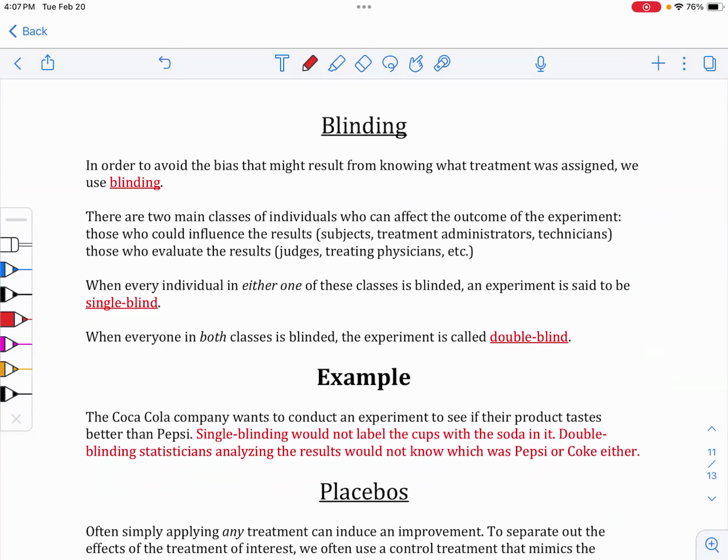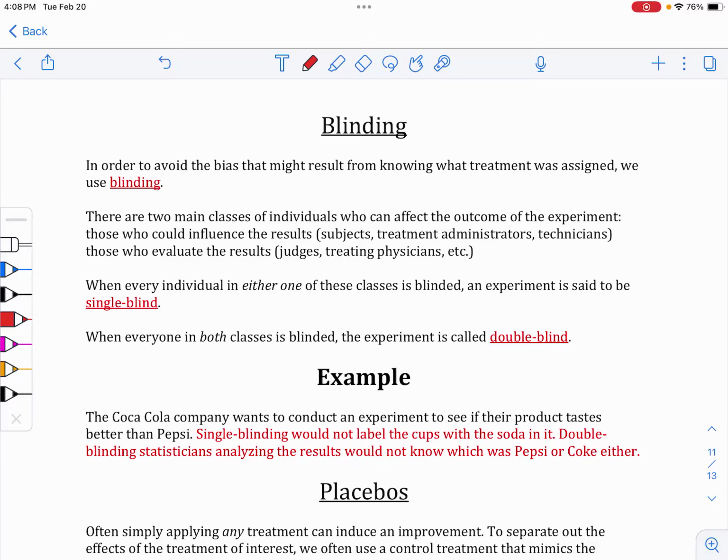This is most common with something like Coke and Pepsi, right? Everyone has a preference: oh, I like Coke, oh, I like Pepsi. But if you like Coke and I say, here's a Coke and here's a Pepsi, which one tastes better? You're going to say, oh, the Coke tastes better. So blinding is when we hide the treatment groups from you and give you a blind taste test. That's single blinding, when the subjects don't know.